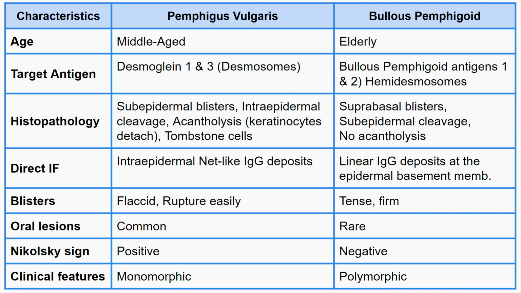So here we have a listing for Pemphigus vulgaris and Bullous pemphigoid. You need to know the differences in the age, the target antigens, the histopathology, the immunofluorescence, the blisters, oral lesions, the presence of Nikolsky's sign, and any clinical features.